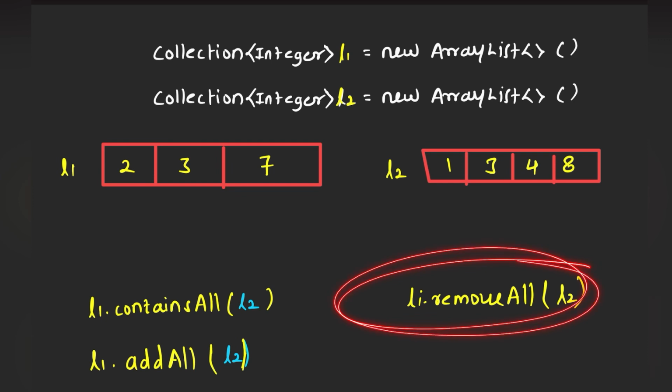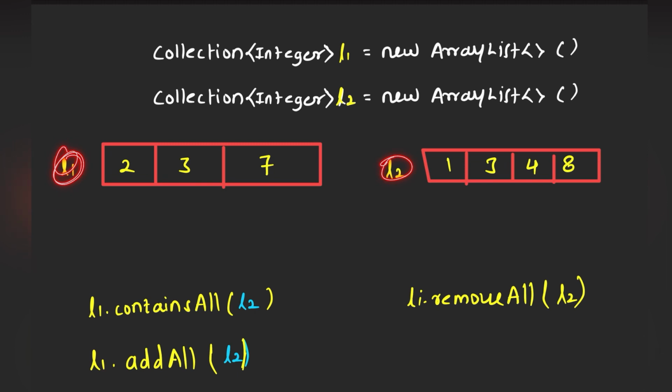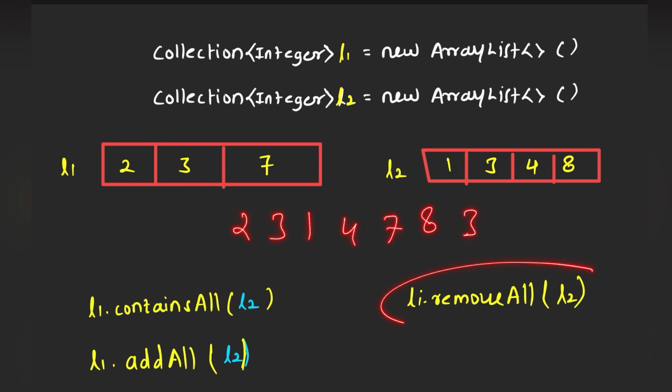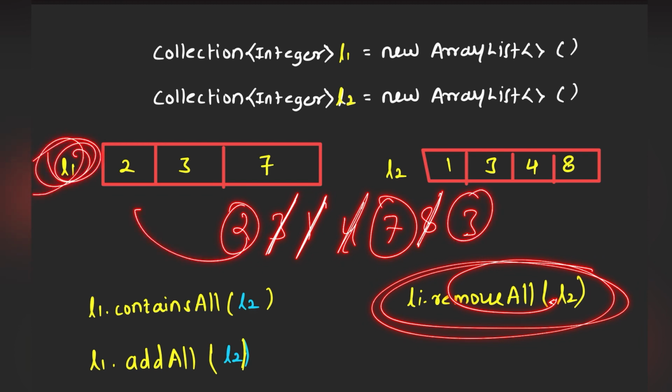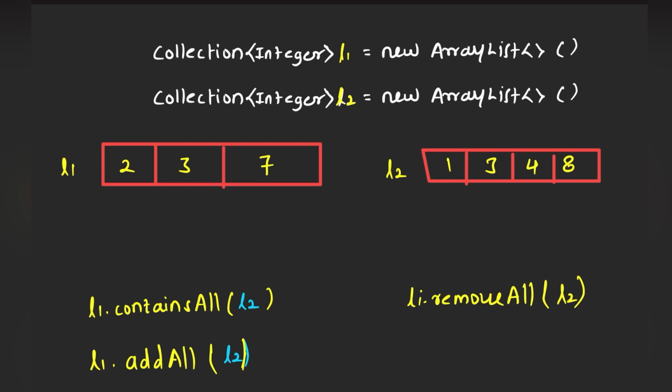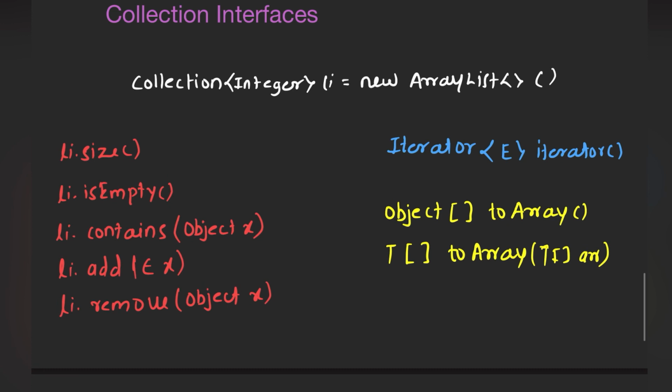The last one is called removeAll with L2. What it means is that it removes all the values of L2 from L1. Say for example L1 has 2, 3, 1, 4, 7, 8, 3, and I use this method. It will remove all the values that are in L2 and present in L1. So 3 is present, remove it; 1 is present, remove it; 4 is present, 8 is present. So 2 and 7, which are not in L2, will be kept. All the values from L2 will be removed. I hope you understood the collection interface inbuilt methods which are common to all the collection interfaces.